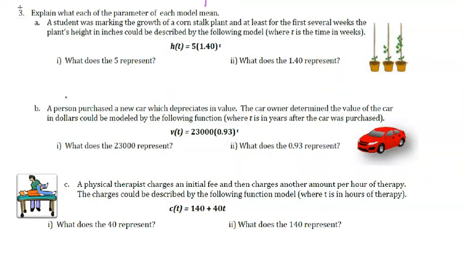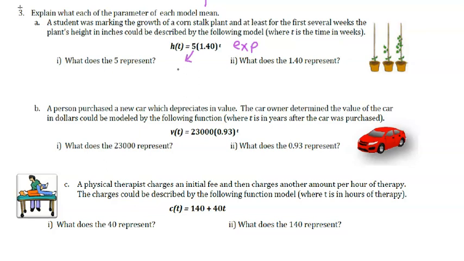Let's look at number 3. Explain what each parameter of each model means. A student was marking the growth of a cornstalk plant, and at least for the first several weeks, the plant's height in inches could be described by the following model, where t is the time in weeks. H of t equals 5 times 1.40 to the t power. This is an exponential model. What does the 5 represent?